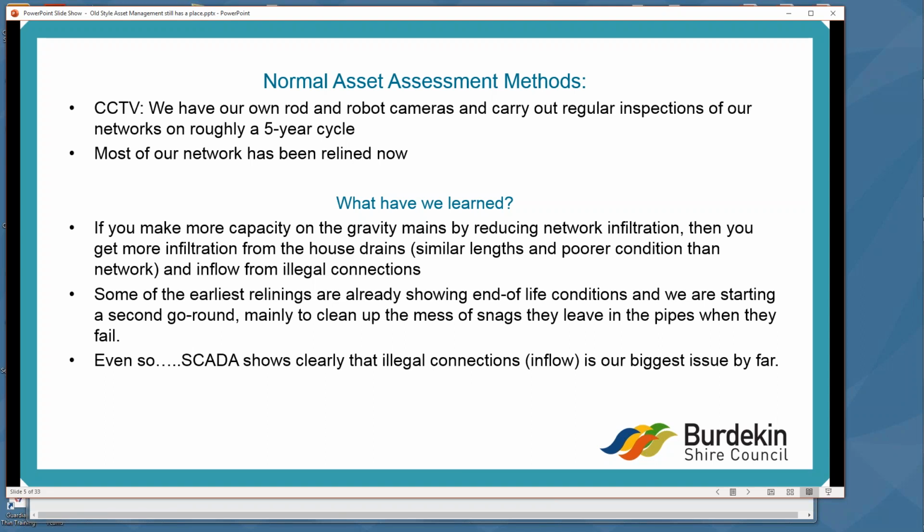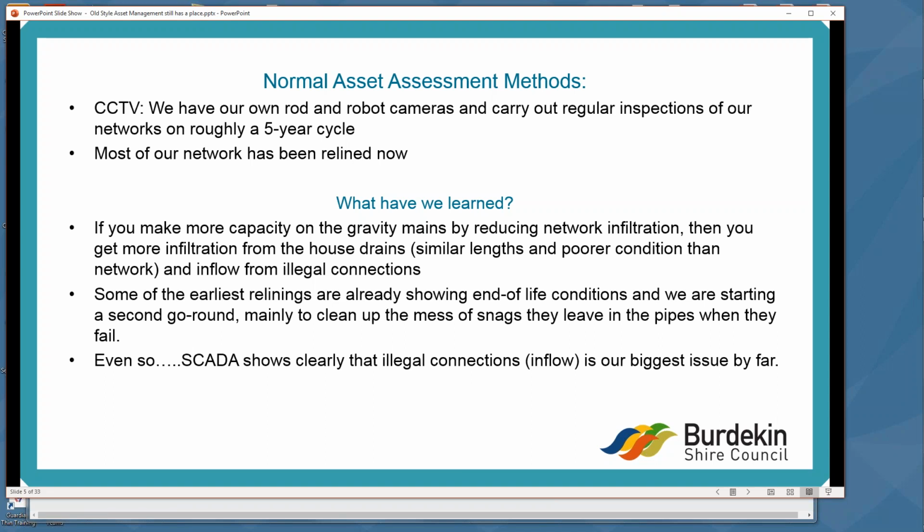What have we learned from going through that process over the years? Well, the biggest learning for me has been that once you make more capacity in your network from relining your mains and reducing network infiltration, all that does is make room for the infiltration from the house drains, which there's almost as much length in house drains as there is in your network often, and often they're in much poorer condition than your network. So you still get the same amount of water flowing through your pipes from that and from illegal connections.